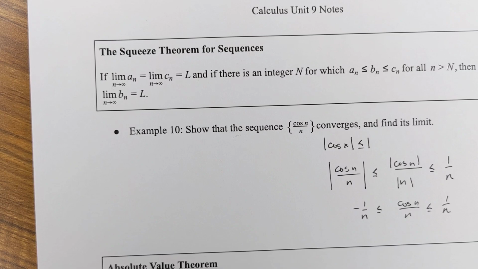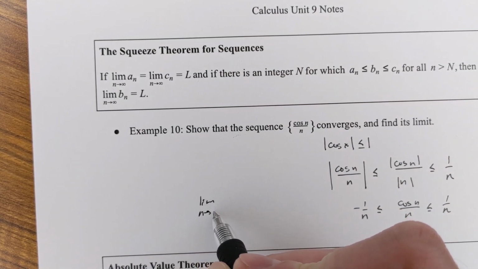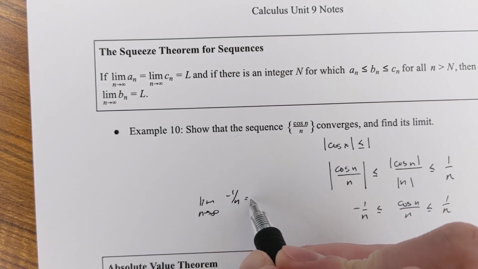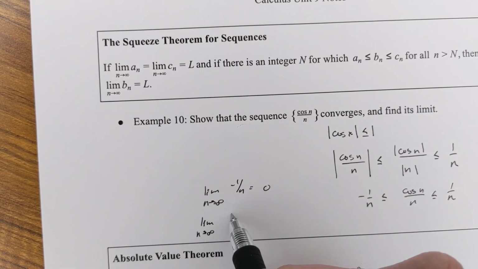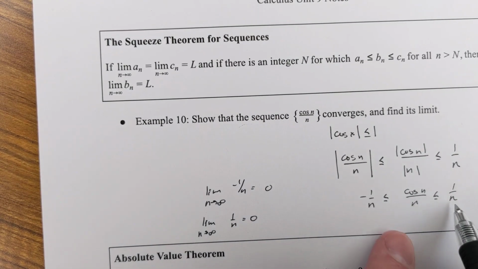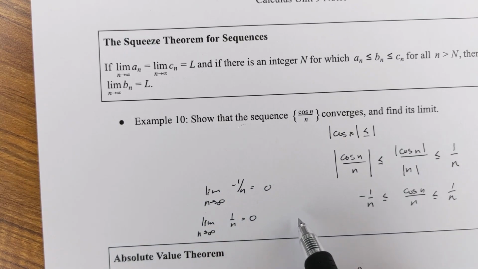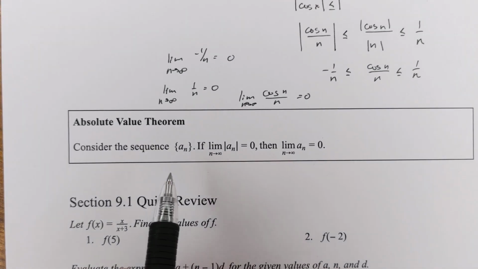So let's see here. The limit as n goes to infinity of negative 1 over n is 0. The limit as n goes to infinity of positive 1 over n also goes to 0, which means that since the cosine of n over n is stuck in between them, it follows that the limit as n goes to infinity of the cosine of n over n must also go to 0. So it converges.